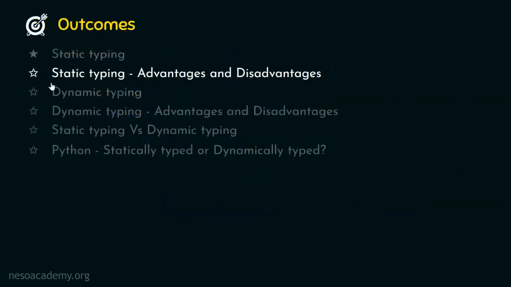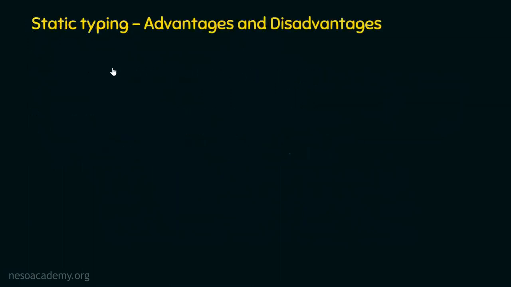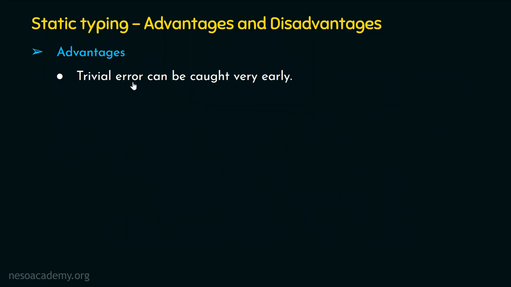Now let's move on further and understand the advantages and disadvantages of static typing. Let's see the advantages first. As we saw earlier in static typing, unless and until the errors that are caught during the compilation are corrected, the compilation or interpretation doesn't move further, which gives us a brilliant advantage with static typing that trivial errors can be caught very early, during or before the compilation. This will help us in developing a safe and better program.